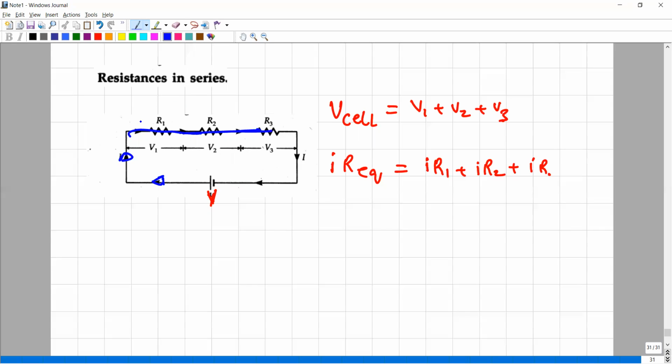In the capacitor's case, charge was getting accumulated at the capacitors. That's why you consider that the charge will be the same in all the series capacitors. But in this case, the same current flows through all the resistors. So this current I will get cancelled off, very simple, and the equivalent resistance will become R1 plus R2 plus R3.